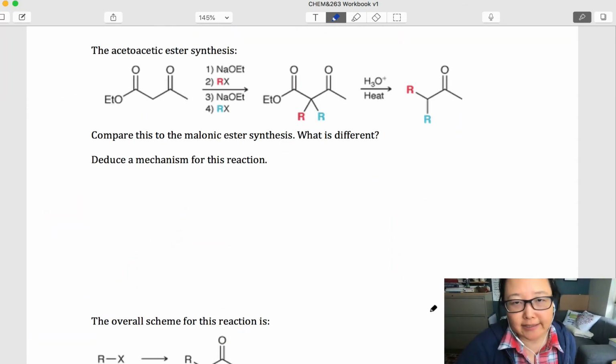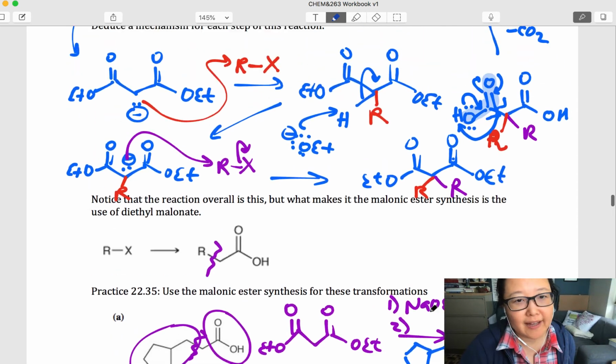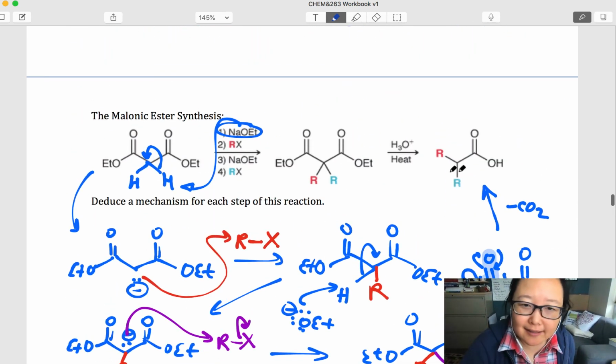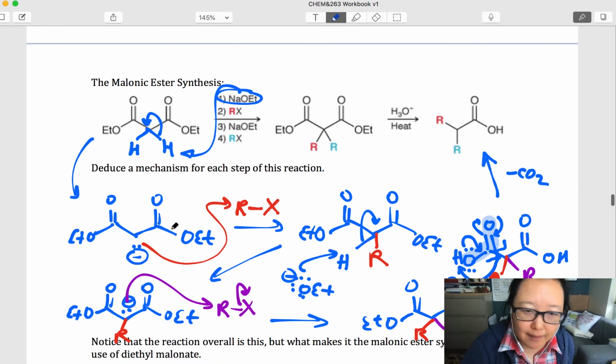The next reaction then, and by the way, before you move on, I would strongly recommend you write this reaction down and then write the mechanism in your portfolio, okay? And just really start learning it.